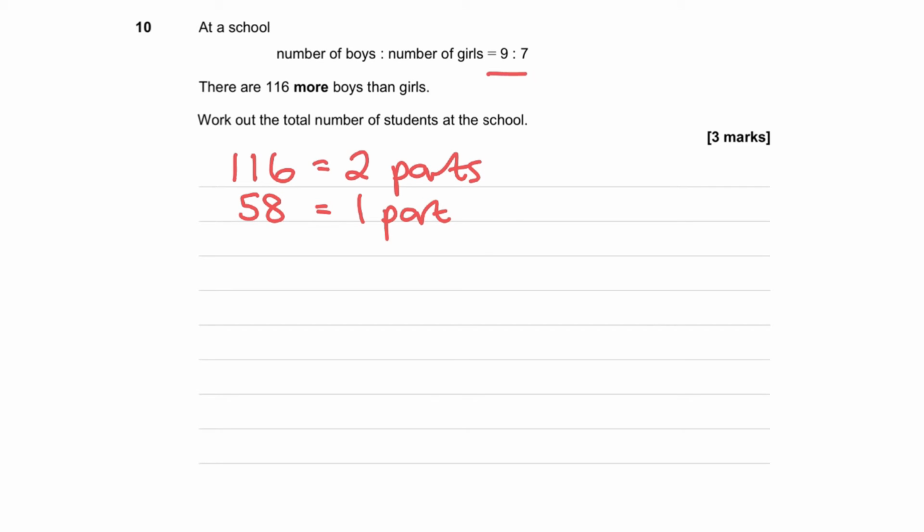So our ratio up here, there are 9 parts of boys and 7 parts of girls, so that means there's 16 parts altogether. So to get from 1 to 16, we times by 16, so we need to times the other side by 16, the 58. So that totals at 928. So there's 928 students in this school.